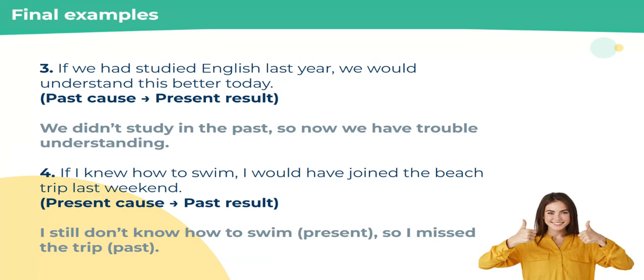And number 4, if I knew how to swim, I would have joined the beach trip last weekend. So we've got present cause or context with past result. So I still don't know how to swim. This is now in the present. So I missed the trip in the past. If I knew how to swim, I would have joined the beach trip last weekend. So we can see how these conditionals and use of conditionals can create a natural expression in English.